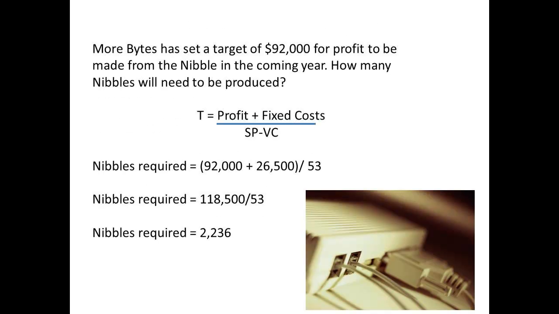Let us just run through a second example. To achieve a profit of $92,000 in the coming year, then we add $92,000 to fixed costs of $26,500. Then we divide this by $53. This gives us a total of 2,236 nibble units to be sold.